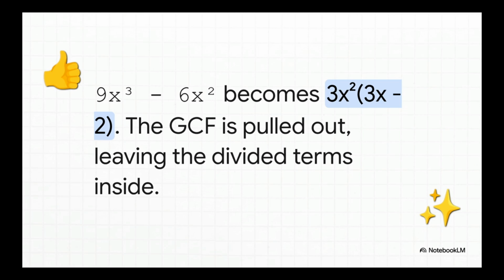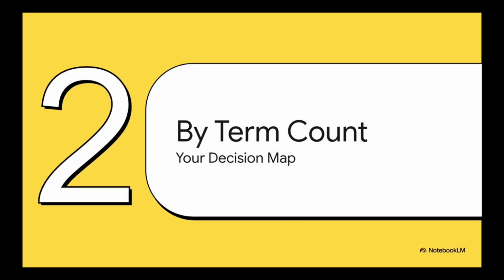So once we've found that GCF, we just pull it out to the front of the line, just like you see here with the 3x squared. Now to figure out what's left inside the parentheses, all we do is divide each of our original terms by that GCF. So 9x cubed divided by 3x squared leaves us with 3x, and negative 6x squared divided by 3x squared is negative 2. And there's our final factored form. Okay, golden rule. Done. You've yanked out a GCF.